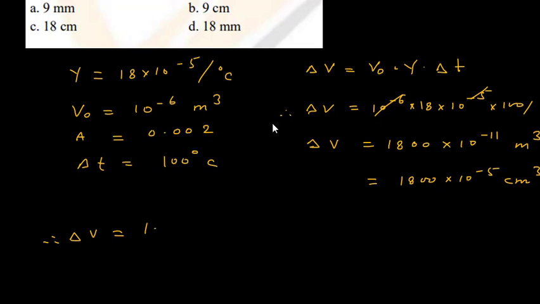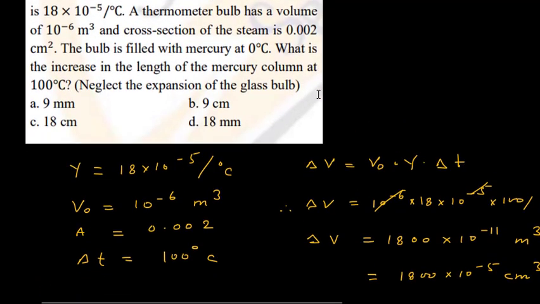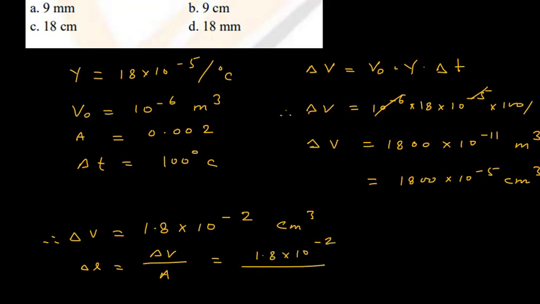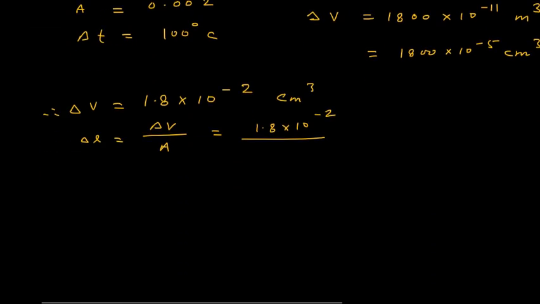So we can say it as 1.8 into 10 power minus 2. 10 power minus 2, right? Okay, this 20 and this 3. Okay, 3 I will subtract, it will be 1.8 into 10 power minus 2 centimeter cube. This is increase in volume. Now what is area? 0.002. So we can say that increase in length, that is delta L, is delta V, change in volume, divided by area. So it is 1.8 into 10 power minus 2 divided by area 0.002. So this can be written as 2 into 10 power minus 3.